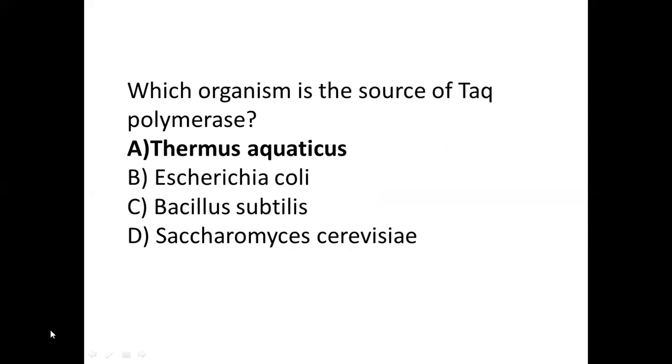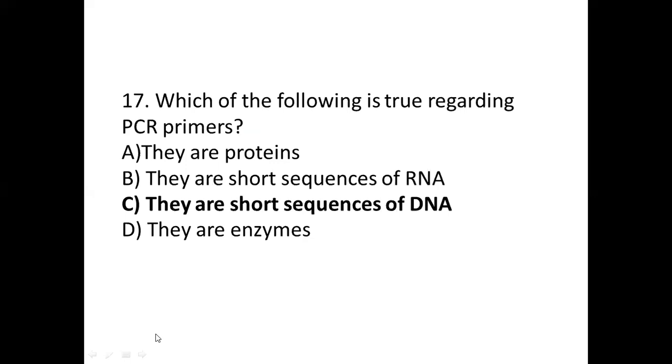Next question. Which organism is the source of Taq polymerase? We saw it in the question. The correct option will be Thermus aquaticus, as Taq polymerase has been isolated from Thermus aquaticus. Next. Which of the following is true regarding PCR primers? PCR primers are nothing but a short segment of single-stranded DNA. So the correct option will be short sequence of DNA. It is generally single-stranded, which wasn't asked in the question, but for your idea.